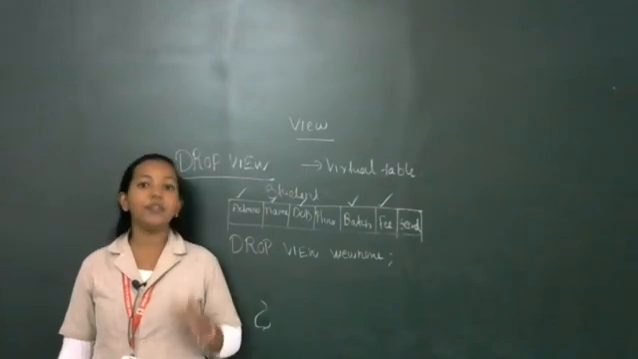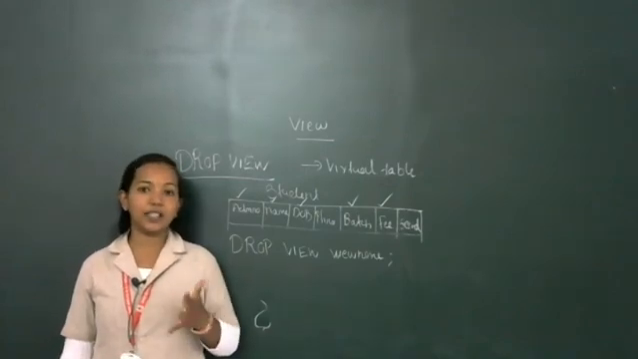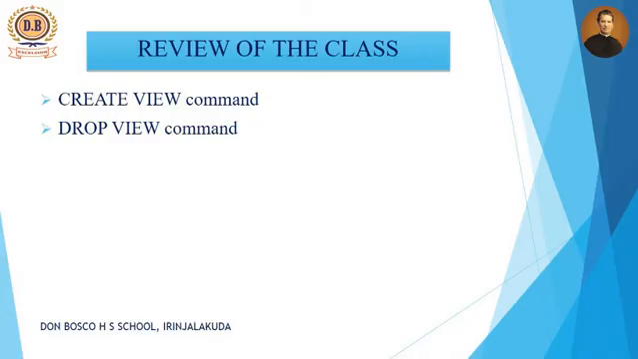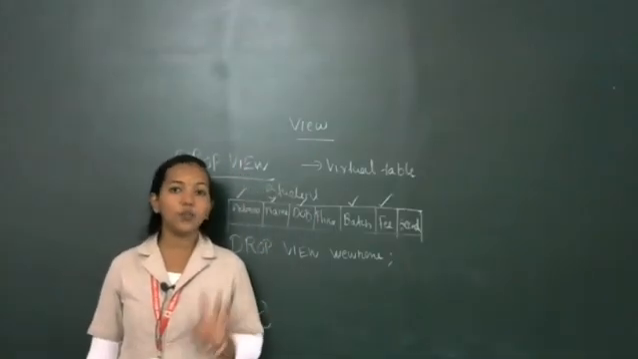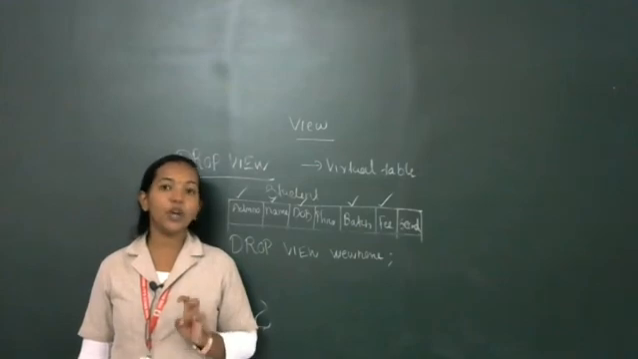So again we will revise the topics that we studied. What is meant by a view? A view is a virtual table. Which command do we use for creating a view? The create view command. For deleting a view from a database we use the drop view command. So these are the two commands: the create view command and the drop view command.